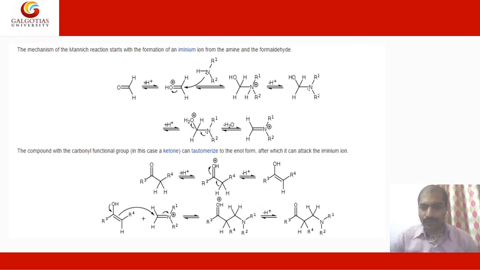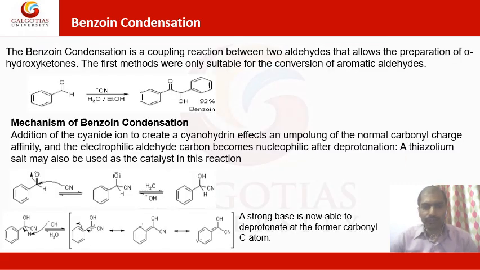So here now we are coming to another most important reaction, which is called benzoin condensation. It is a coupling kind of reaction between two aldehydes, and that allows the preparation of alpha hydroxy ketones. The first method was only suitable for the conversion of aromatic aldehydes.